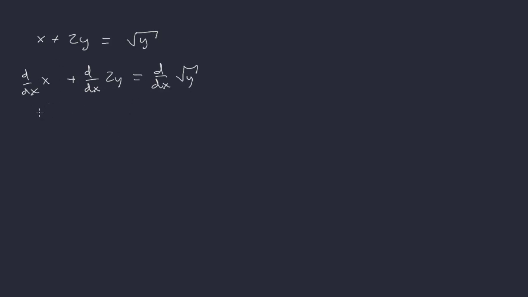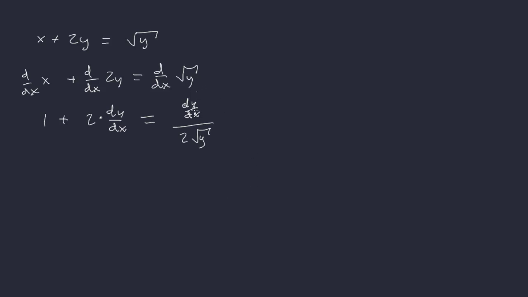Anyway, the derivative of x is 1. The derivative of 2y is going to be 2 dy/dx. So remember, you always just differentiate like normal, but you're applying the chain rule. And then the derivative of the square root of y, well, remember your chain rule, is going to be dy/dx all over 2 square root y.